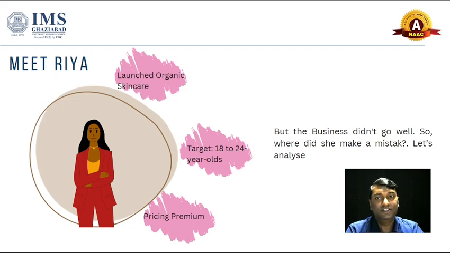Meet Ria. She's a young entrepreneur. She has just finished her master's and has launched an organic skin care brand. Her target is 18 to 24-year-old people and her pricing is premium. So this was all about her business. But unluckily, the business is not doing well. Now let's pause for a minute and try to find out what mistakes she is making, and we'll analyze these mistakes as well. While analyzing them, we'll need to find out what things could have been done better in these areas. So let us follow the next slides to understand the problems Ria had and what their solutions are.